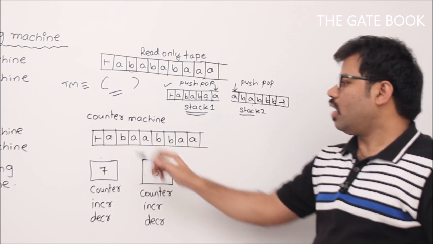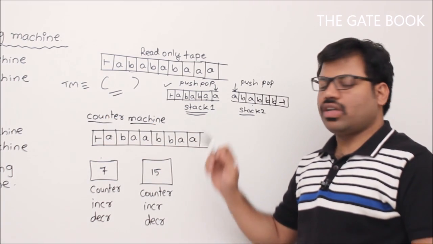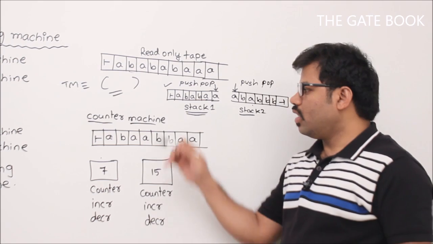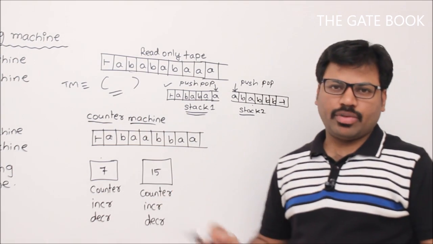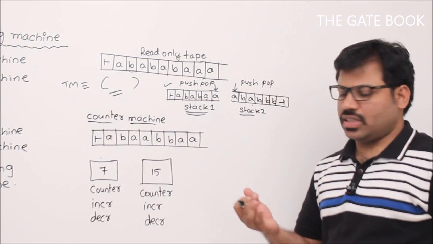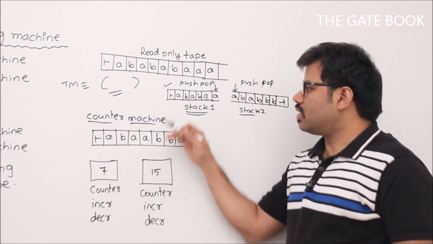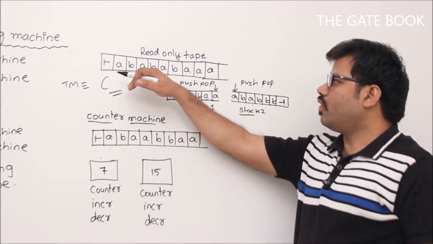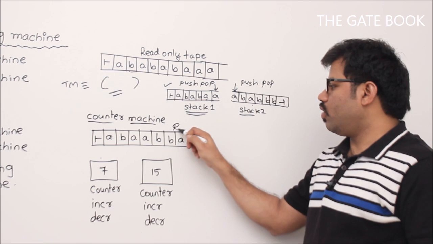That's it. Now we'll come to counter machine. What is counter machine? I define, but I don't prove why it is equivalent to your Turing machine. Just we are defining what is counter machine. So counter machine is like stack machine where you have a read-only tape. Here also we have a read-only tape.